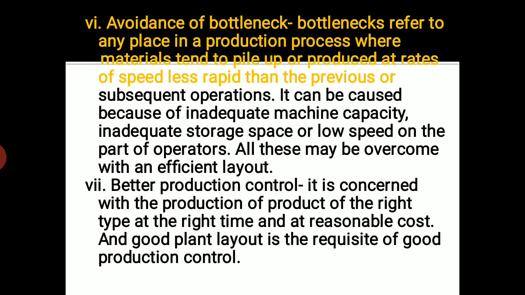We go to the next one, avoidance of bottlenecks. I have explained the term bottlenecks earlier also. Bottlenecks is a kind of congestion happening while the exit and entry of the material is there. So bottlenecks refer to any place in a production process where material tends to pile up or is produced at a rate of speed less rapid than the previous or subsequent operation. It can be caused because of inadequate machine capacity, inadequate storage space, or low speed on the part of operators. All these may be overcome with the help of efficient layout.